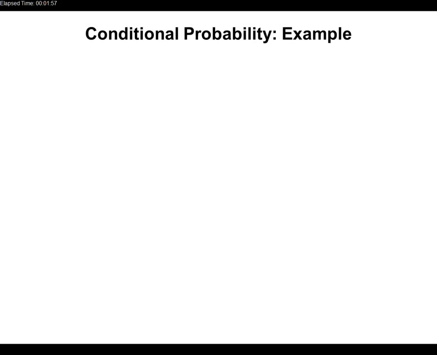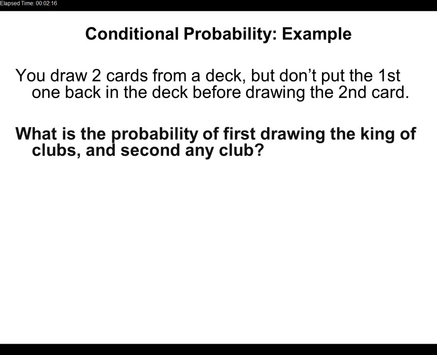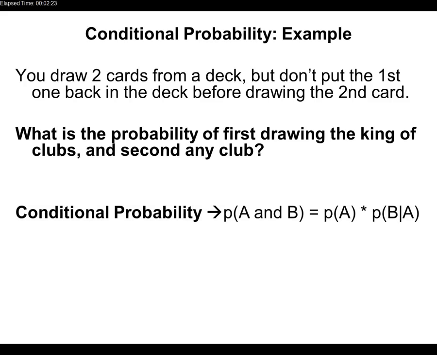This is conditional probability, and don't forget, conditional probability is you have to have something that happens first. So let's say we draw 2 cards from a deck, but don't put the first card back in the deck before drawing the second card. So we're now dealing with 51 cards. What's the probability of first drawing the king of clubs and second any other club? All right. The conditional probability is P(A and B) equals P(A) times P(B given A).